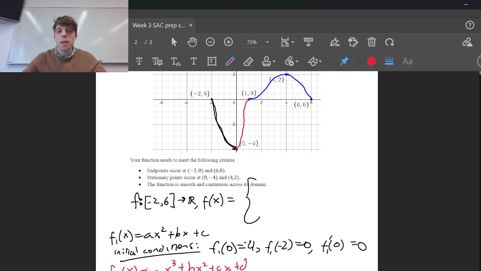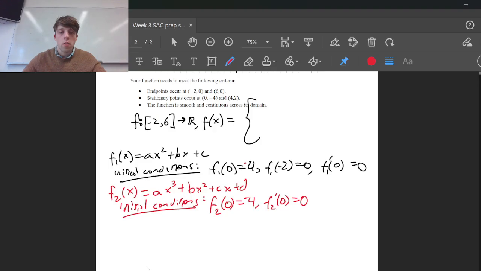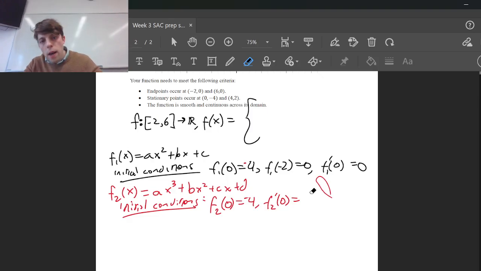Our third point is that this point lies on the curve. So f2 of 1. Ooh, stylus is playing up a little bit. That's definitely playing up a little bit. That's kind of frustrating. I don't know why that has happened.